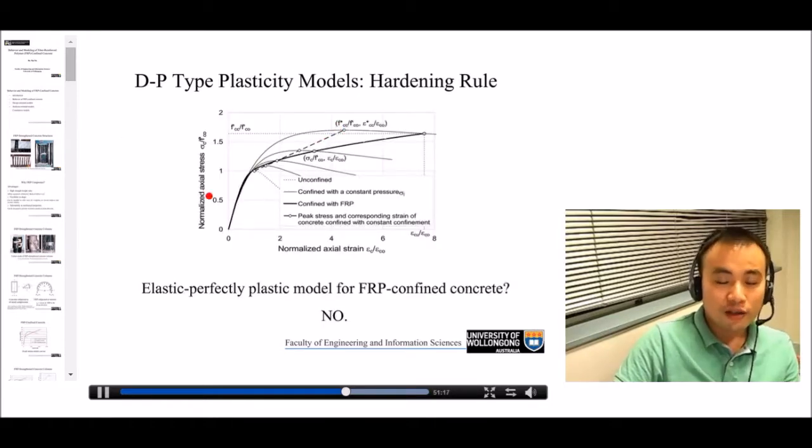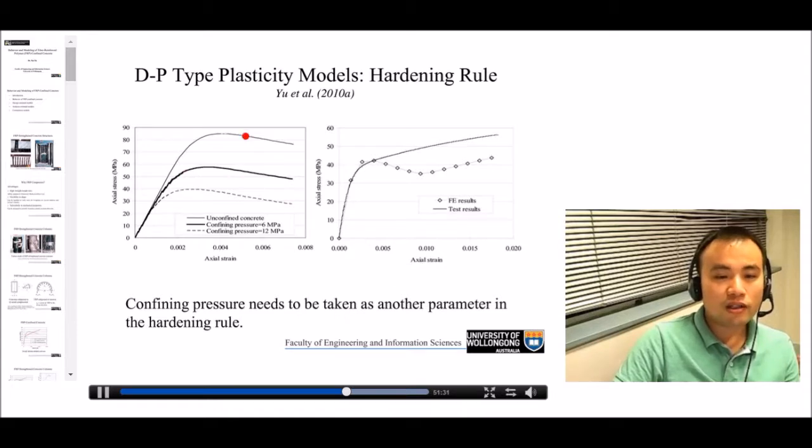However, from the test results, we know that if you have a higher confining pressure, then the descending branch is more smooth. If you have no confinement, it's much more steep. So, apparently, this does not reflect the experimental observation, which means if you use the plastic deformation as the only parameter in your hardening rule, it doesn't work. And to fix this, you need to make the hardening rule a function also of the confining pressure. You need to include confining pressure in the function.